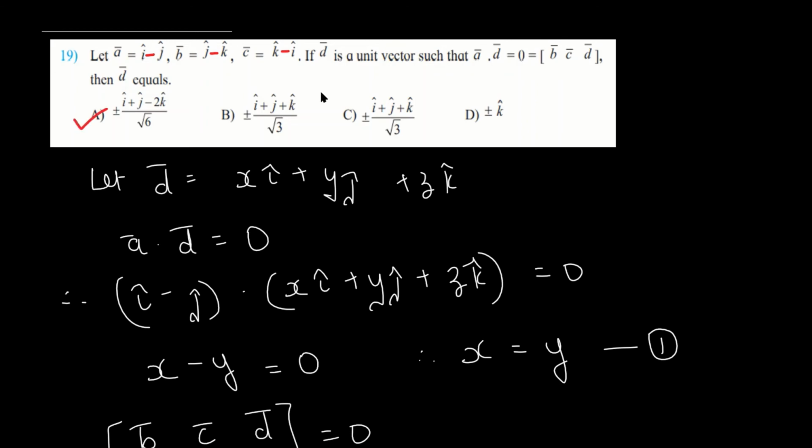We are not going to do the 20th sum because the 20th sum deals with the vector triple product, which is not there for us. It has been deleted by the board, at least this year. So we will not do that sum right now.